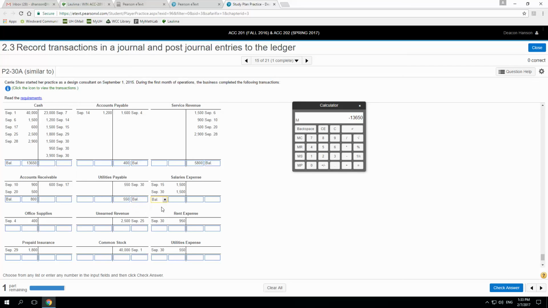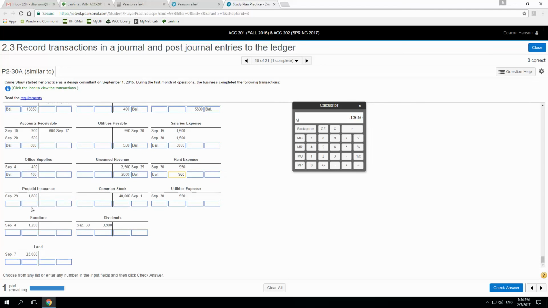Salaries expense, not too bad, right? All debit, 3,000, right? 1,500 times 2 basically equals 3,000. Office supplies, $400 debit. Unearned revenue, 2,500 credit. Rent expense, one entry, right? 950 debit. Prepaid insurance. I think the rest of them are just like that. They only have one entry, so it's not a real headache. Just a matter of putting it in as the balance.